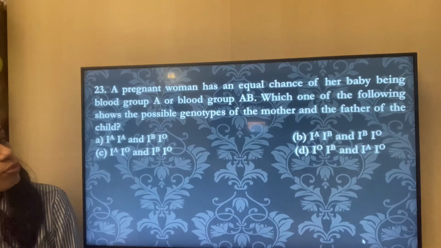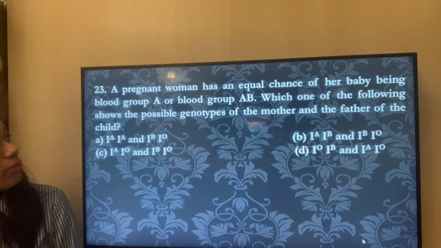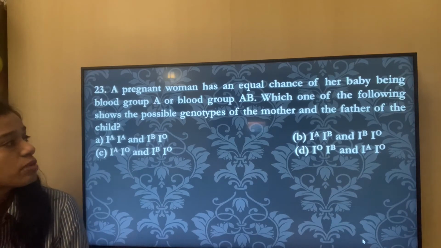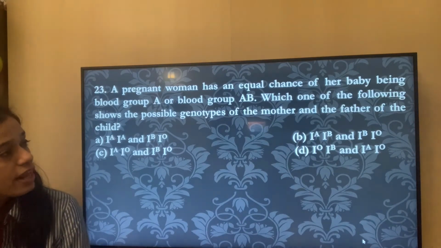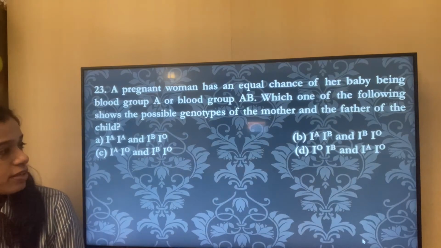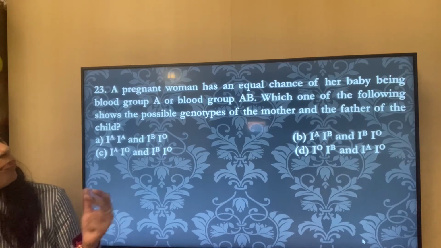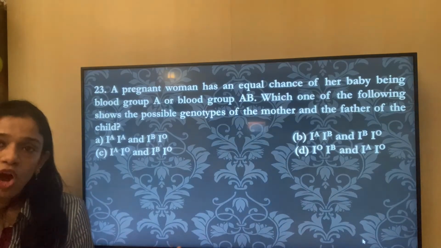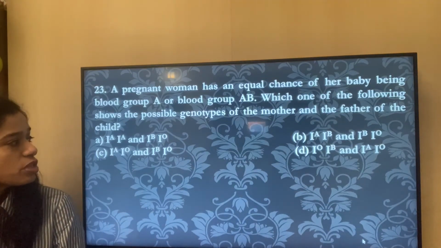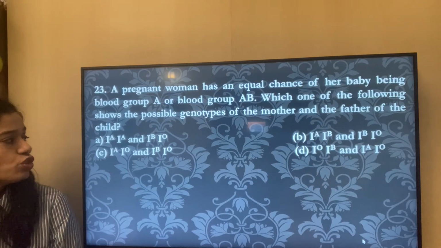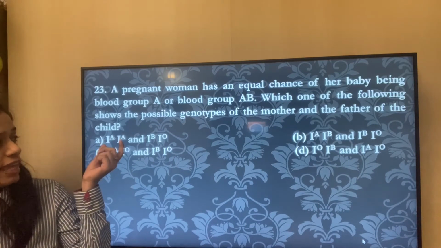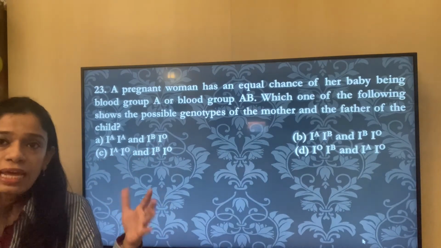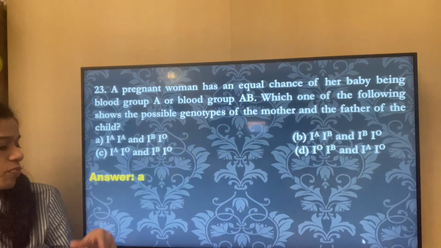Now a pregnant woman has an equal chance of her baby being blood group A or blood group AB. Which of the following shows the possible genotypes of the mother and the father of the child? Now they are telling that a pregnant woman has an equal chance of her baby having blood group A or blood group AB. So the possible genotype of the mother and the father should be IAIA and IBO. Now why it should be? Let's see for the answers.